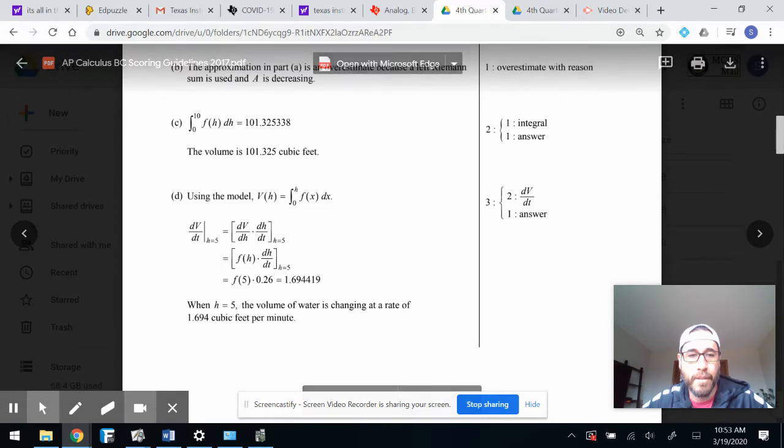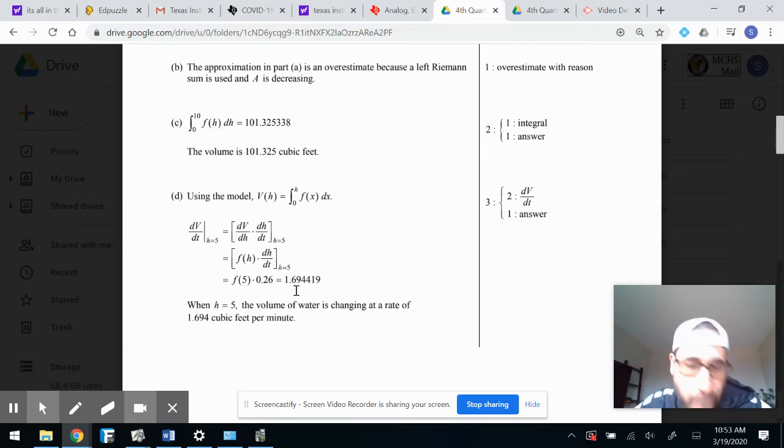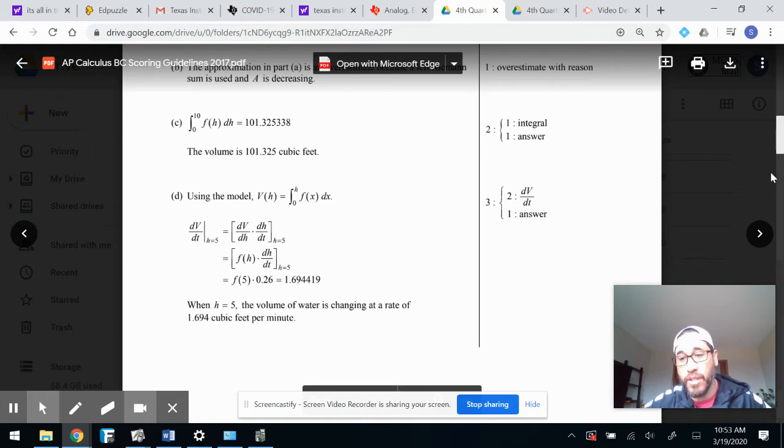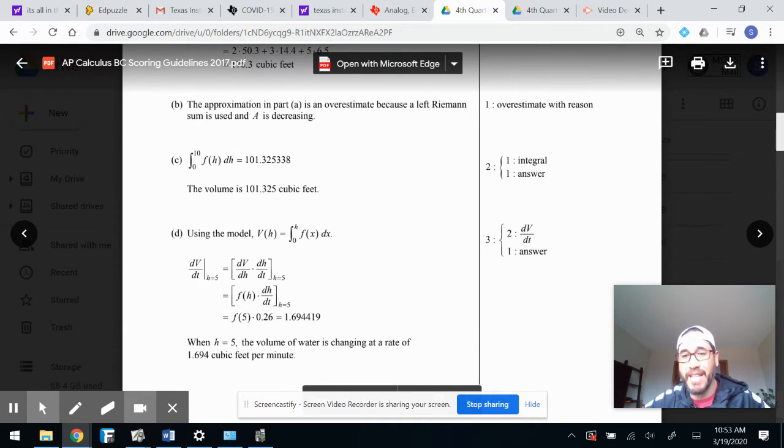Boom. Sweet. 1.695, right? When h equals 5, remember, get used to writing these as just sentences at the end when you get an answer. When h equals 5, the volume of the water is changing at a rate of 1.695 cubic feet per minute. So this one was tricky. I always tell you guys in class to just write your units, whether they ask for it or not, because it would have been easy to forget units, okay?